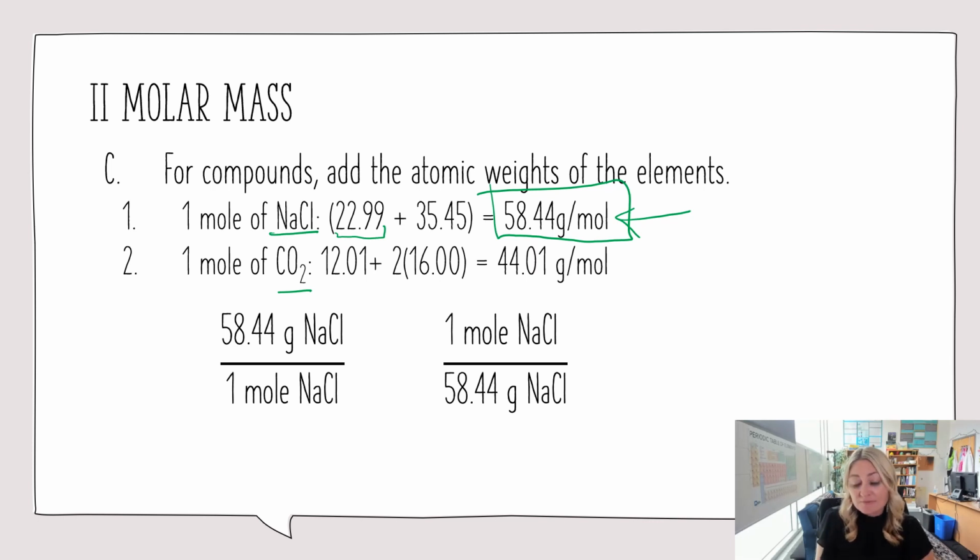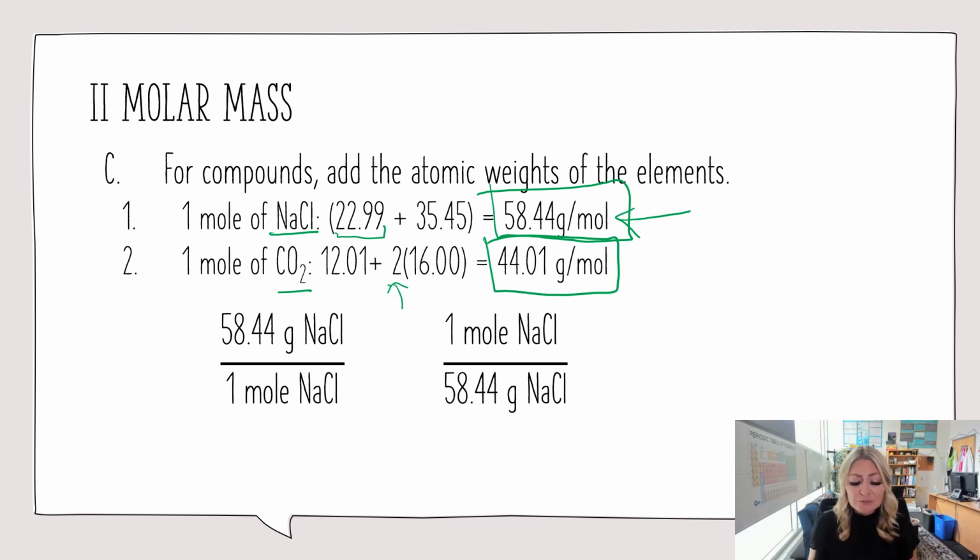I can do the same thing for CO2. Notice what the subscript does to change this though. I'm going to look up what the mass is off the periodic table for both carbon and oxygen. Carbon is 12.01 and oxygen is 16.00. However, I have to include that I have 2 oxygens. So I'm going to multiply this value by 2 to give me my total grams per mole. So carbon dioxide has a molar mass of 44.01 grams per mole.